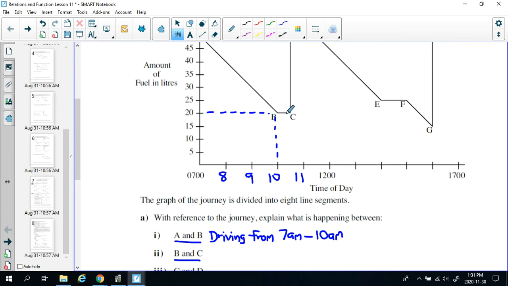So what's happening here is that if the fuel in your gas tank didn't change in 1 hour, it would mean that the car is not driving. So maybe they stopped to eat breakfast or something like that, okay? So I can say the car is not moving.